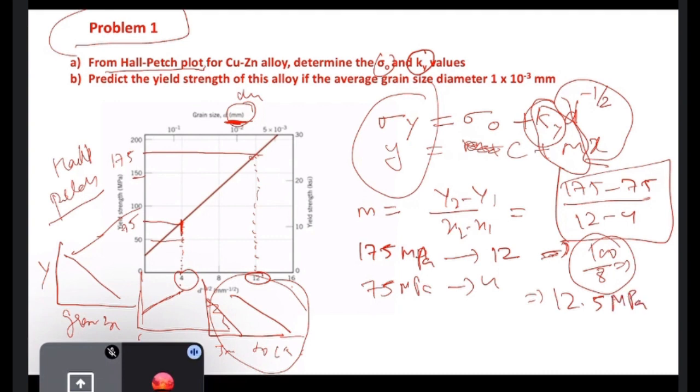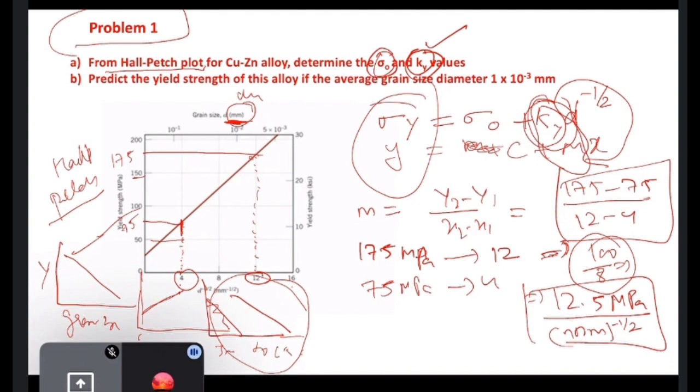12.5 megapascal, and I have grain size in the denominator, so millimeter power half. So this is my slope. Are you following, students? Yes, ma'am. We have got this constant value. Now our aim is to find sigma naught, which is very simple.